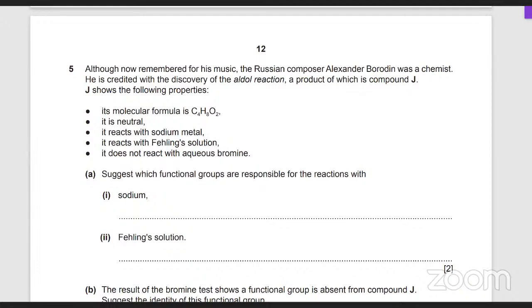अच्छा चलो, this one, ये पुराना पेपर, ठीक है, this is Summer 2014. तो starting with, ये थोड़े से पुराने questions हैं, they were slightly more difficult. So starting with this question, the question is that there's something called aldol, and a product of which is compound J, shows the following property. So this is J. Then it's neutral, ठीक है, neutral का मतलब है it's not a carboxylic acid.